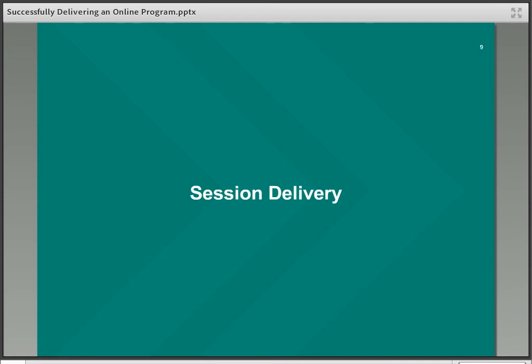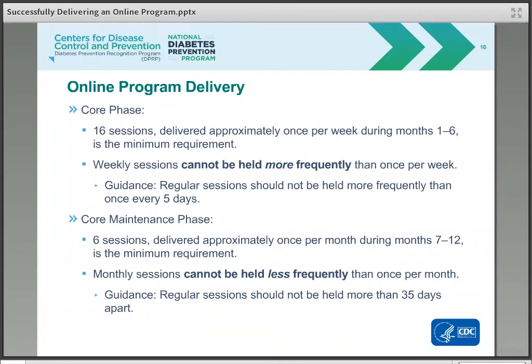Online session delivery can be very different from in-person delivery. Understanding what CDC will and will not allow is critical. The first 6 months of the program are considered the core phase. During this time, you are required to offer a minimum of 16 weekly sessions. Weekly sessions cannot be held more frequently than once a week. When analyzing the data, CDC won't reject the file if classes are held 5 or 6 days apart. More frequently than that, however, will cause your data to be flagged so that the data analyst can follow up with you.